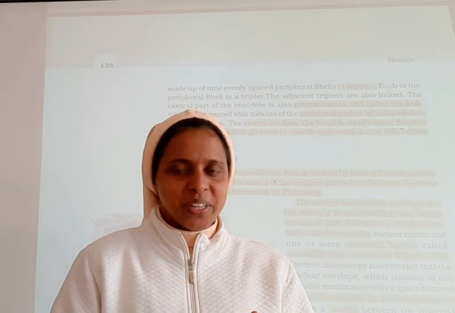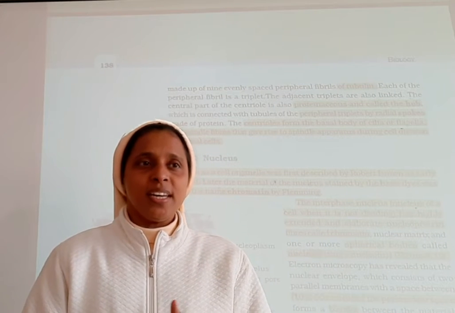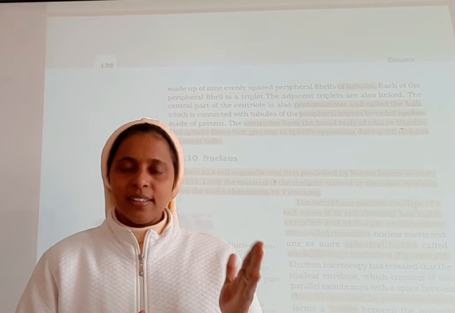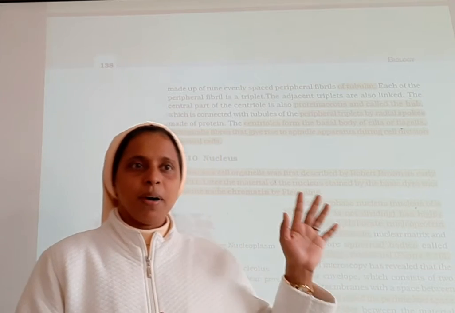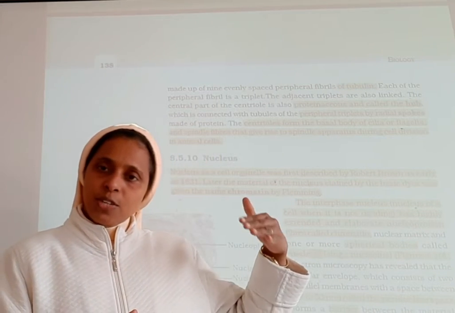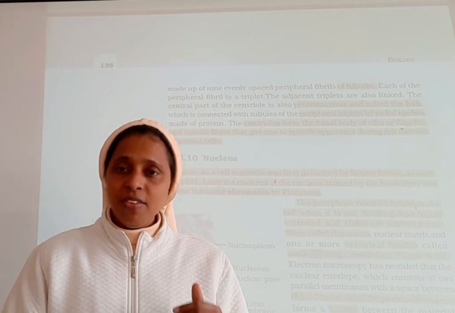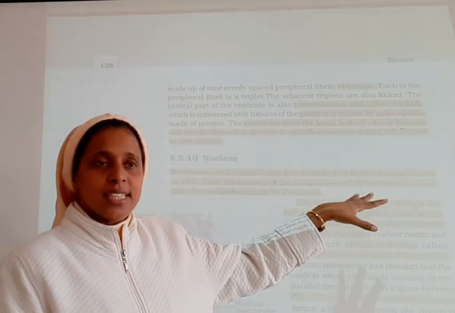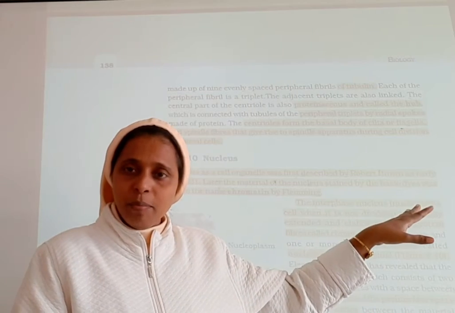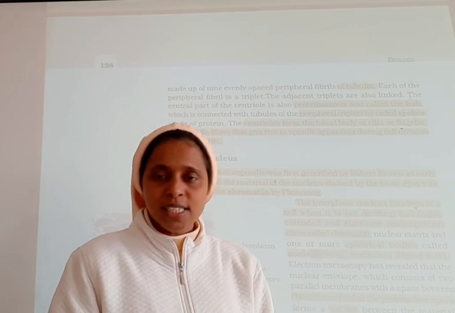So let us learn about the nucleus. What is the nucleus? We know that it is a cell organelle. It was first described by Robert Brown in 1831. Later, when it was stained with basic dyes, the material in the nucleus was given the name chromatin by the scientist Fleming.